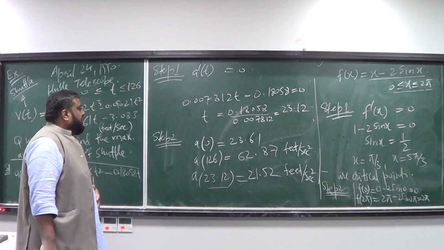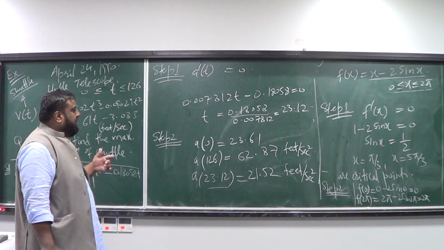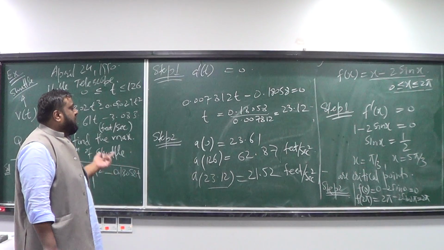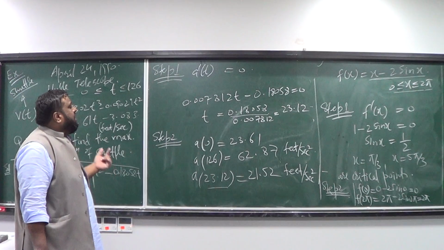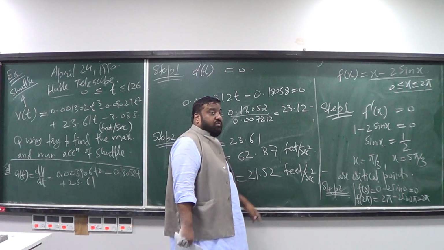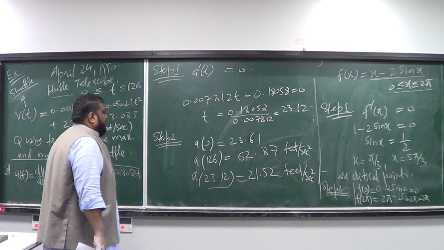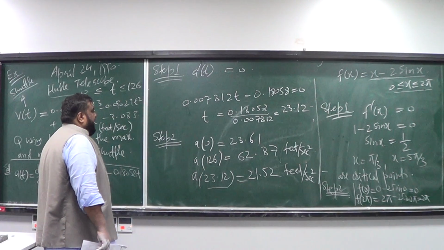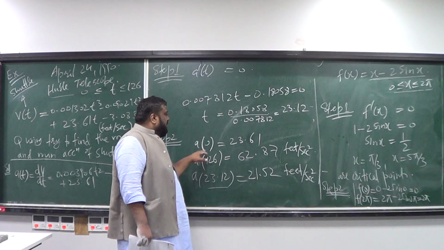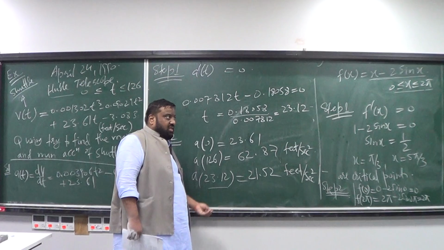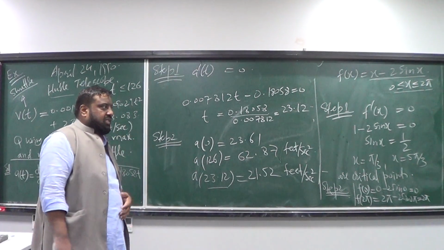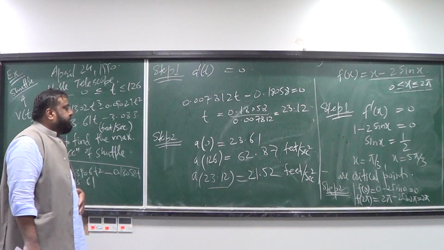And at 23.1, at the 23rd second, or between the 23rd and 24th second, the acceleration of the shuttle was minimum, and it was 21.52 feet per second squared. Interestingly, it was not minimum at the beginning when the rocket was launched from the station. Okay, NASA.